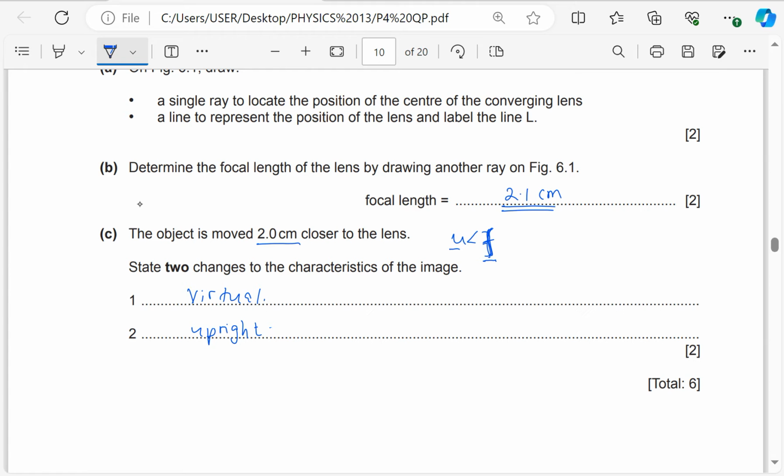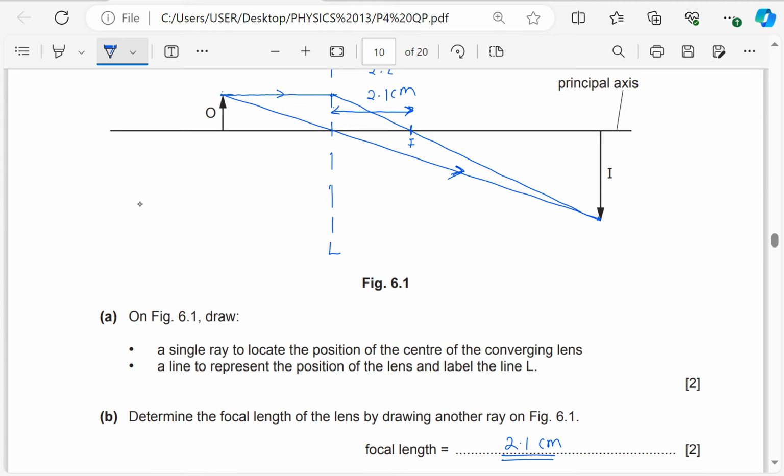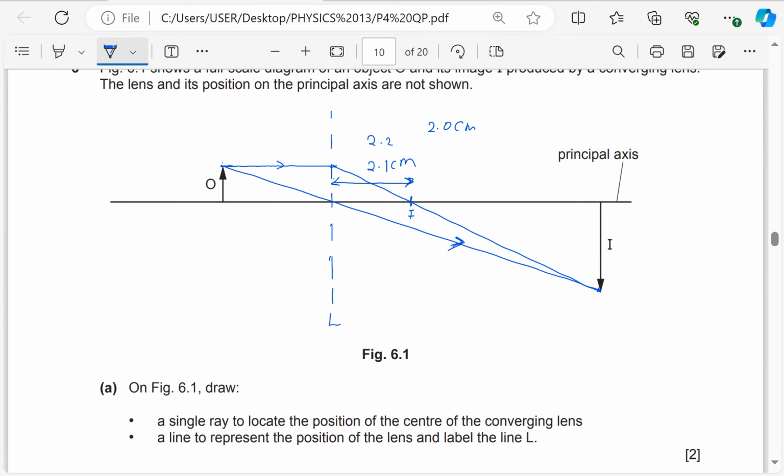If the object distance is less than the focal length, the image is formed on the same side as the object, and the image is going to be upright. So the image is on the same side. It will be on the left hand side of the lens, and the image will be upright.